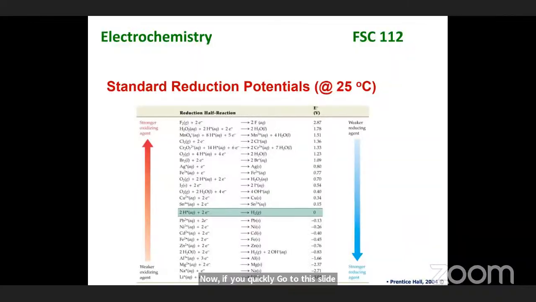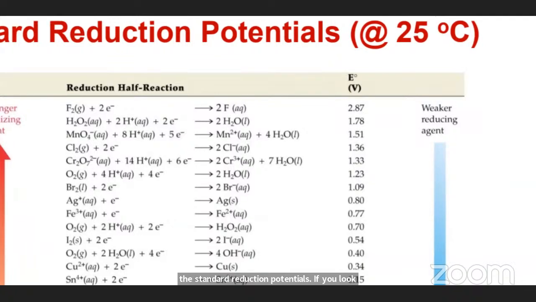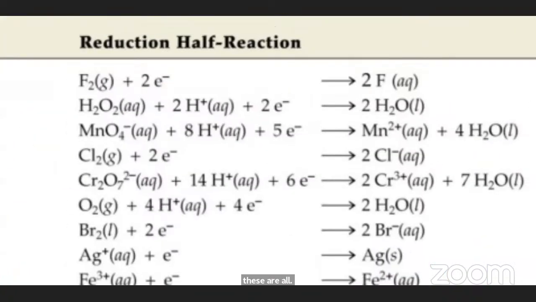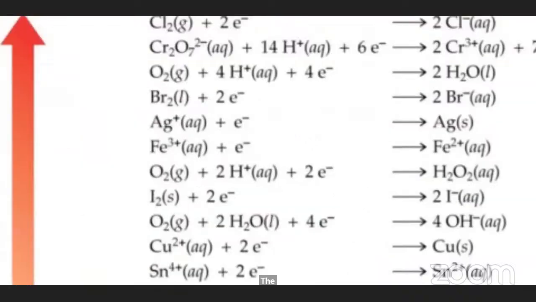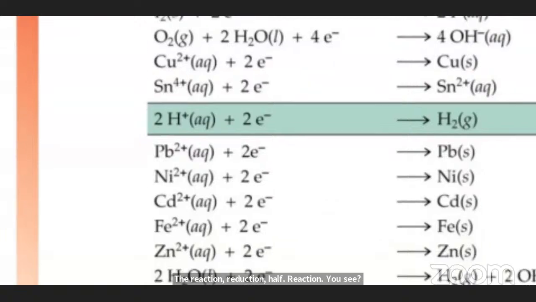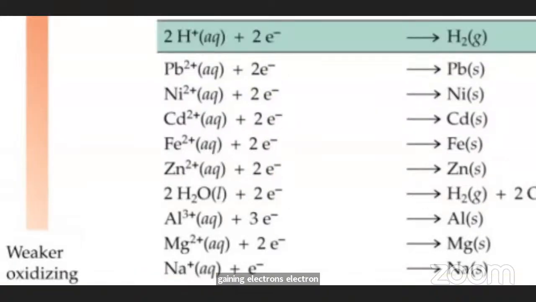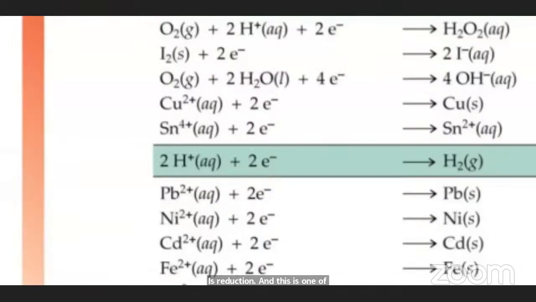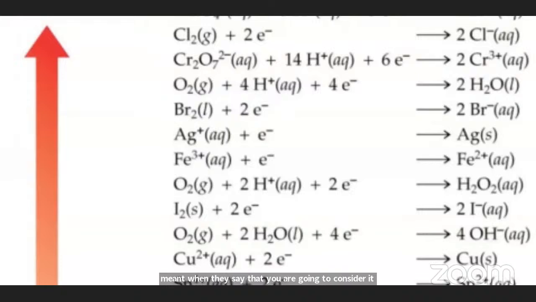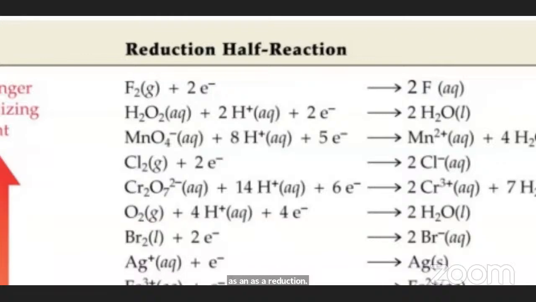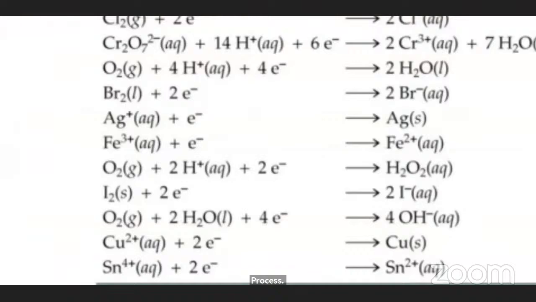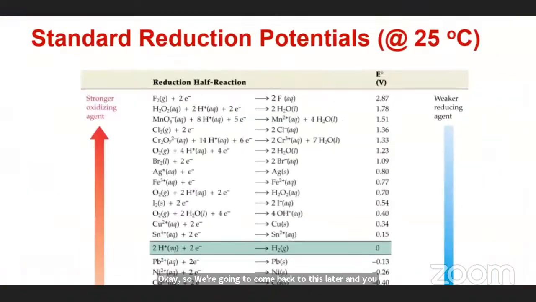Now, if you quickly go to this slide here, now you will see the standard reduction potentials. So if you look here, these are all reduction half reactions. You see? That's why this is called the reduction potential. It's basically talking about reduction. All of them are gaining electrons. Electron gain is reduction. And this is one of the reasons for what is meant when they say that you're going to consider it as a reduction process. Okay, so we're going to come back to this later, and you can see their values here already determined.